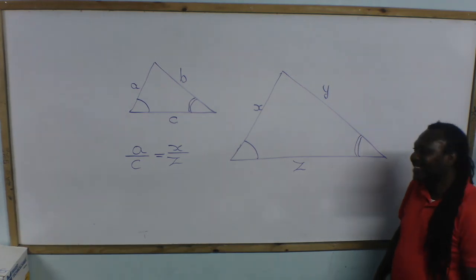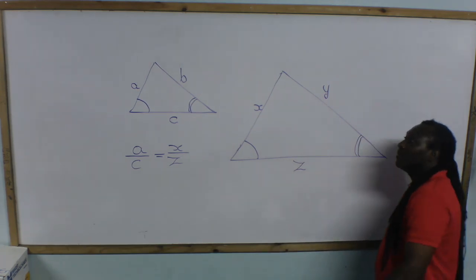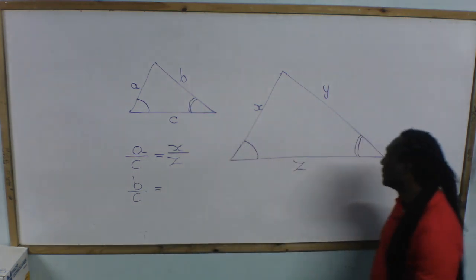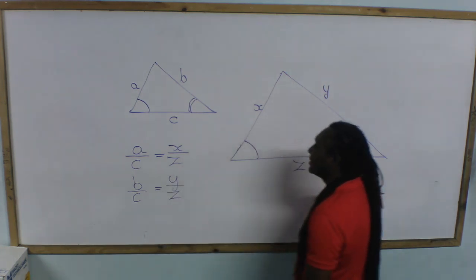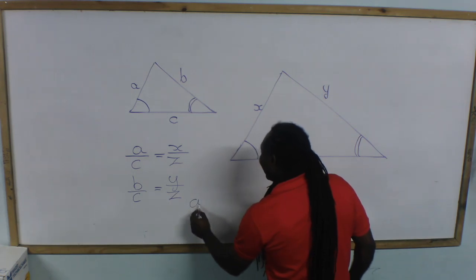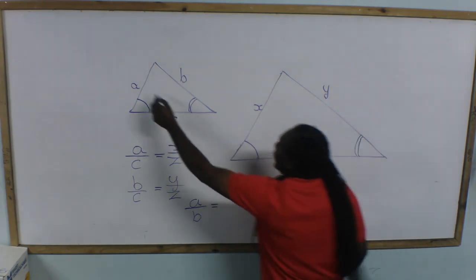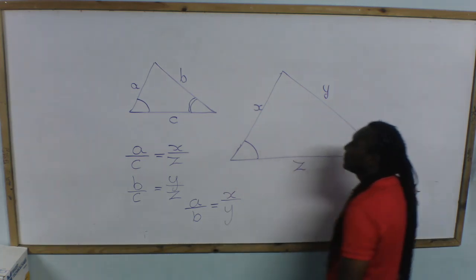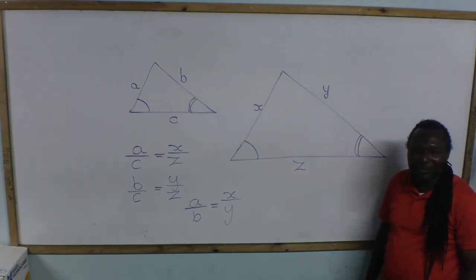And old people like me say Z, but it is your same Z. So B over C, what's that equal to? Y over Z. A over B is equal to X over Y. And that is true for your similar triangles.